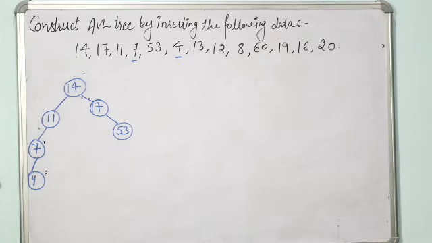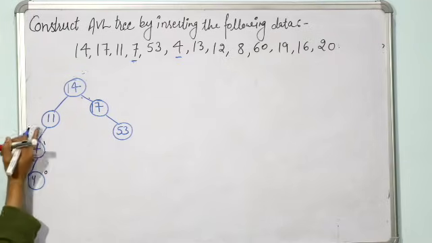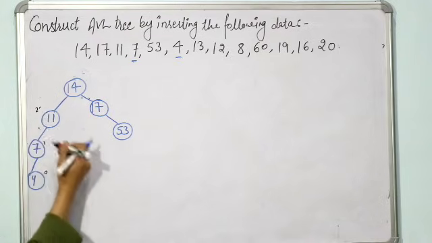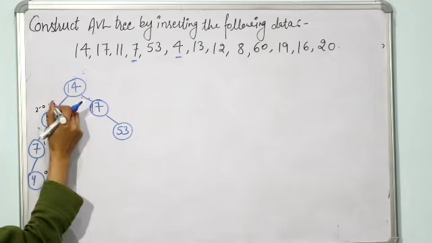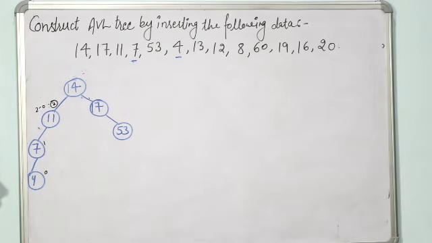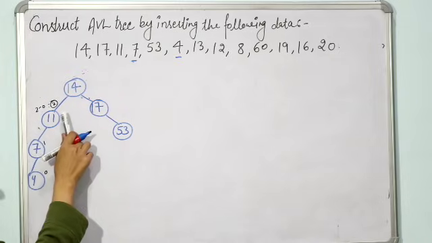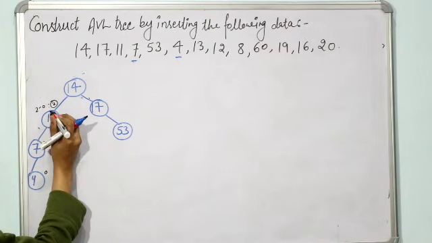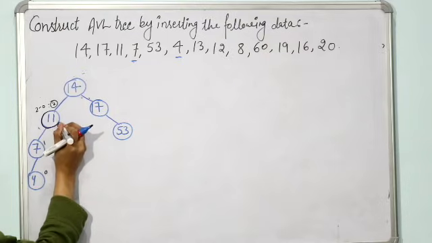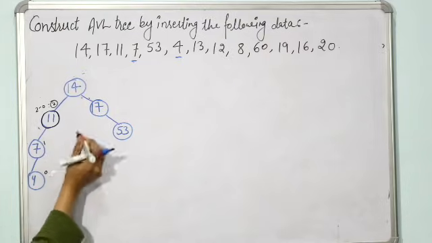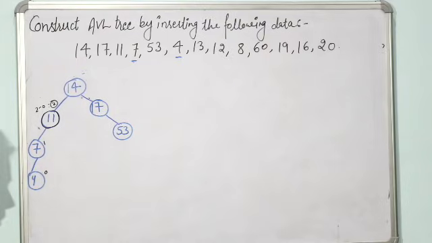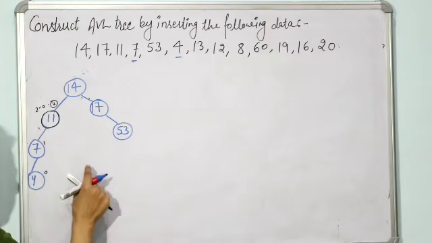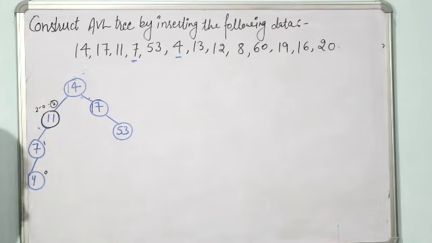Balance factor of 11 is what? Height of left subtree is 2, height of right subtree is 0, so 2 minus 0, that is 2. And this is not either -1, 0 or 1. So this node is what you can call the critical node. Because of this node, this tree is unbalanced. So before inserting the next numbers in this tree, you have to balance it first of all.